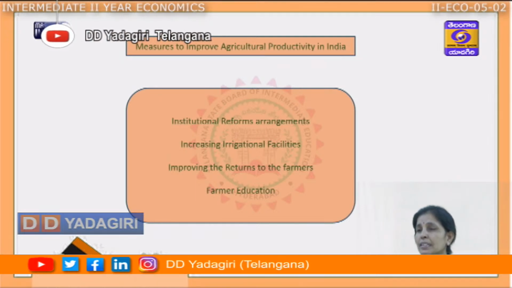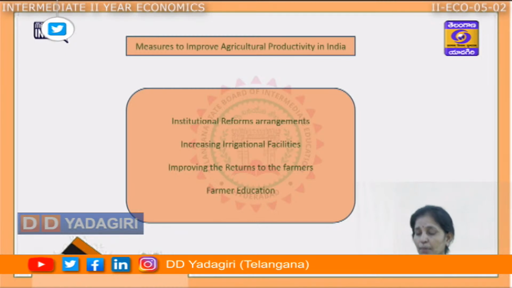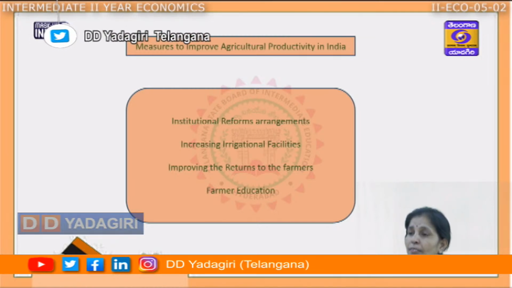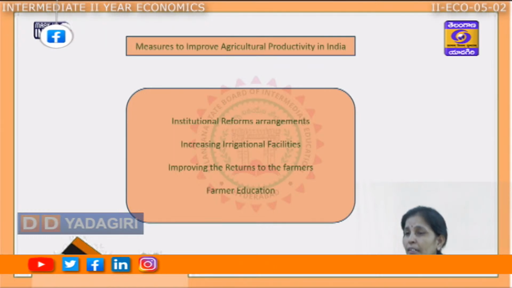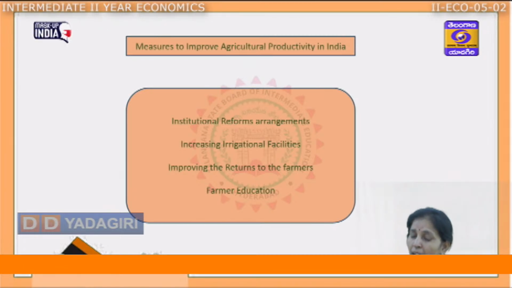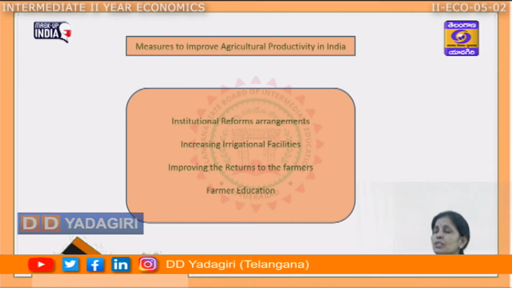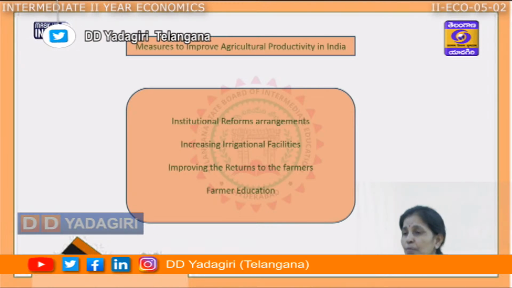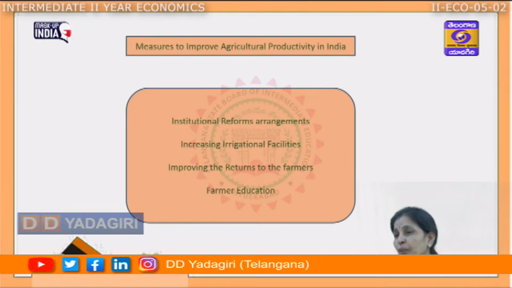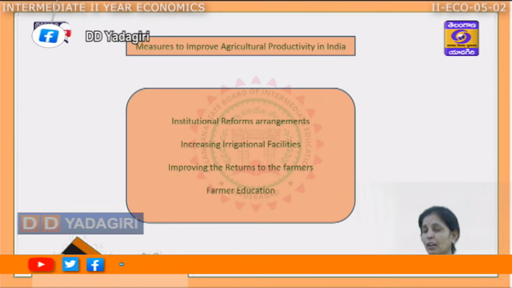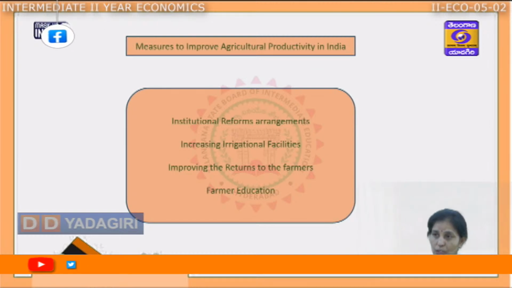The next one is improving the returns to the farmers. Unless the economic and social status of the farmers are improved, there cannot be any change. The economic as well as social standards of the farmers need to be improved to increase our agriculture productivity. When I use the words economic standards, I mean the returns and income the farmers are getting need to be improved. For that, we need the support of the government to improve their economic and social positions.